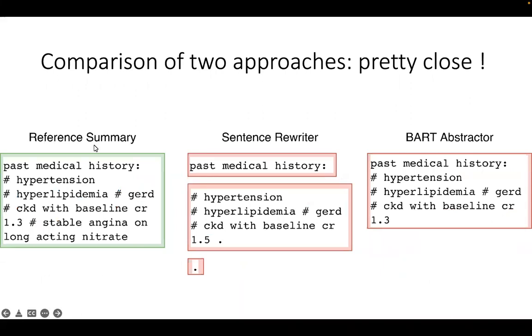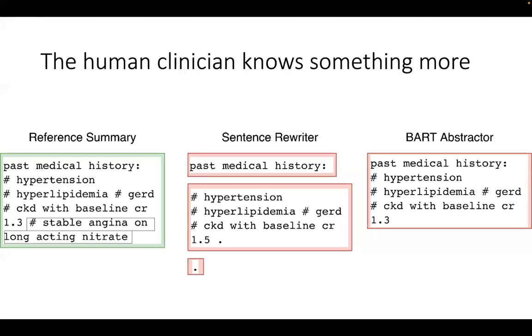So this is the reference summary. This is what should have been ideally generated. This is what a human would generate as a discharge summary section. This is what a sentence rewriter would generate. And this is the BART abstractor. So let's look at what are the differences between these generated approaches. So the first thing that comes across is stable angina on long acting nitrate. This sentence in the reference summary is not at all generated by either of the abstractors.